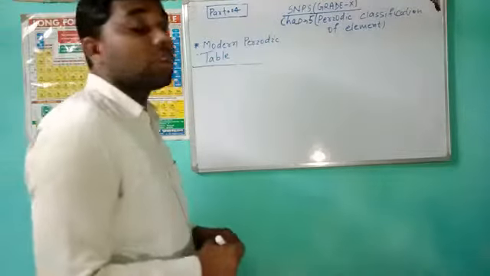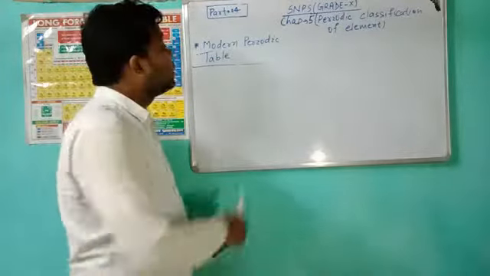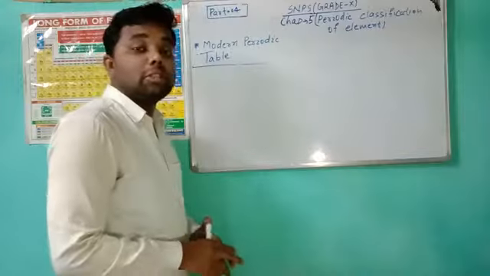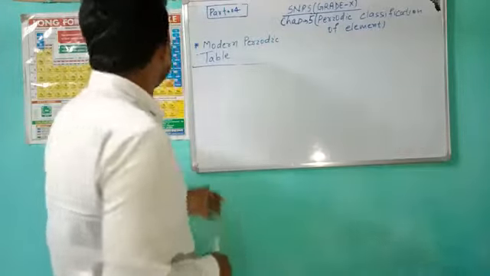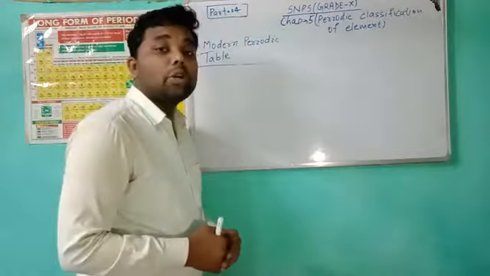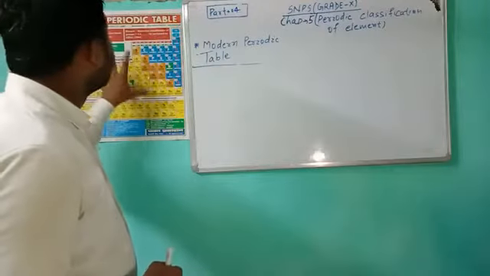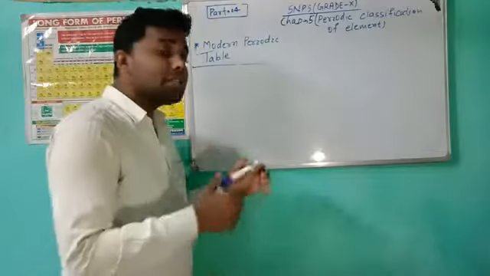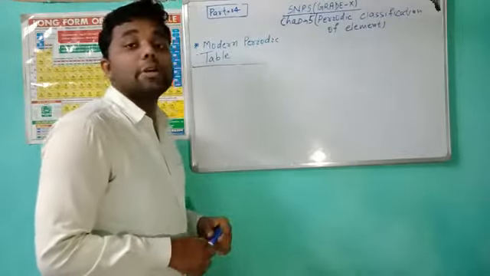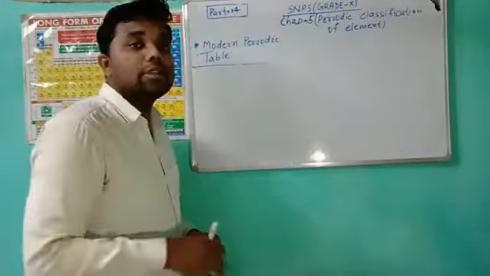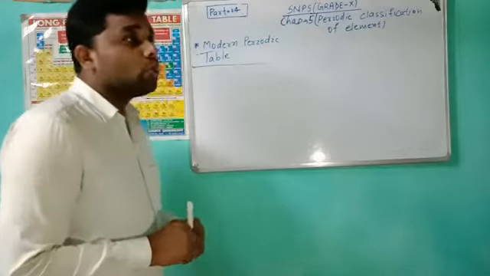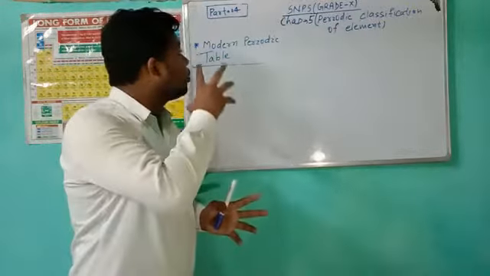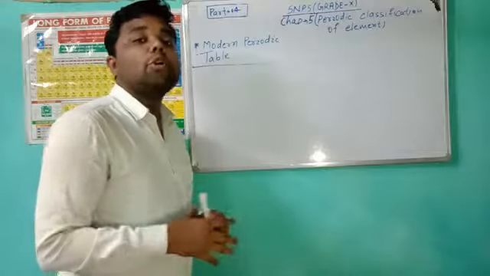Hello everyone. Today we are going to talk about the modern form of the periodic table. This is also called the long form of the periodic table, and this is the actual periodic table. This is the lecture of grade 10th, chapter number 5, and this is the fourth lecture. So coming to our point, that is the modern form of the periodic table.